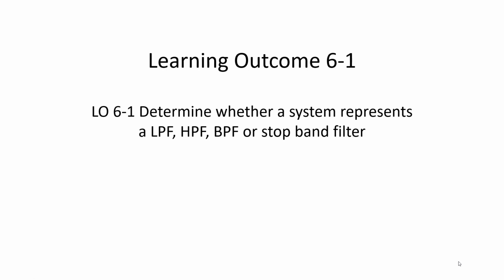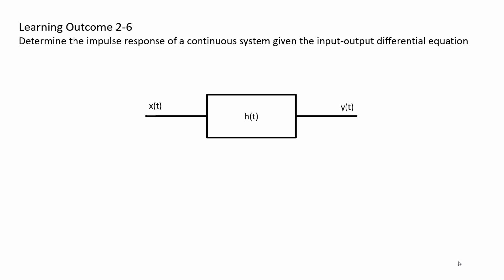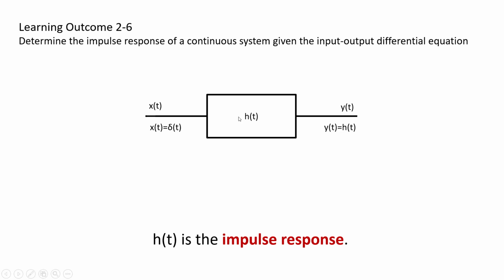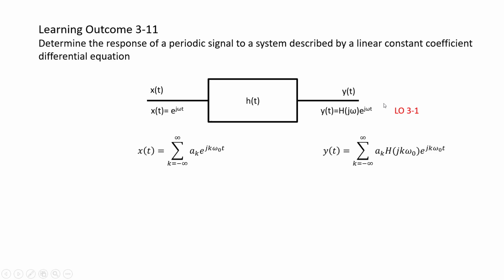Learning Outcomes 6.1. Determine whether a system represents a low-pass filter, high-pass filter, band-pass filter, or stop-band filter. In Chapter 2, we talked about systems having an input and an output. And when the input was an impulse function, we said that the output was the impulse response. That h of t represents the impulse response, which says how our input signal is changed into an output signal.